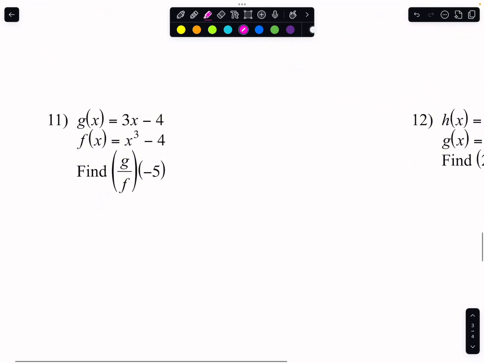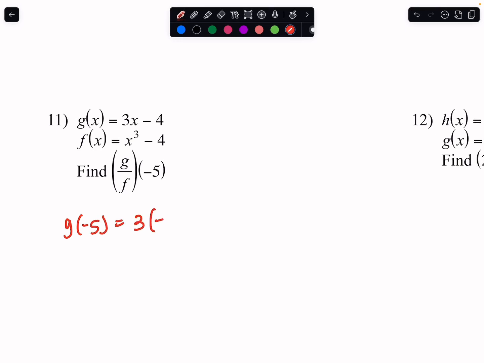All right, so we're going to do G of f of -5. So what we're going to do is plug -5 into G, plug -5 into f, and then divide the two. So I'm going to put -5 into G. This ends up becoming -15 minus 4 is -19.